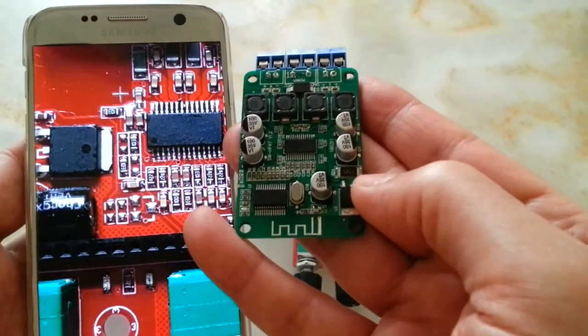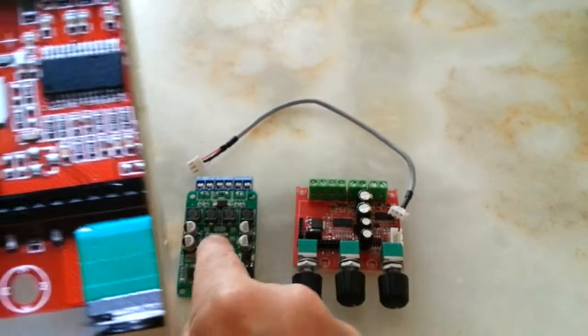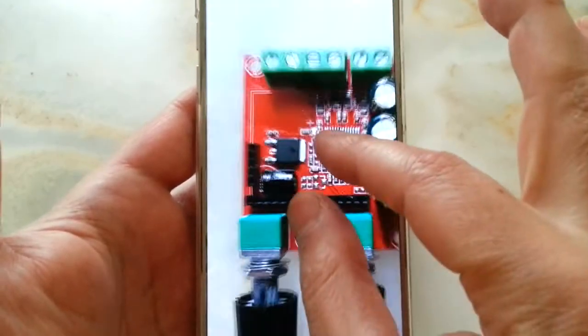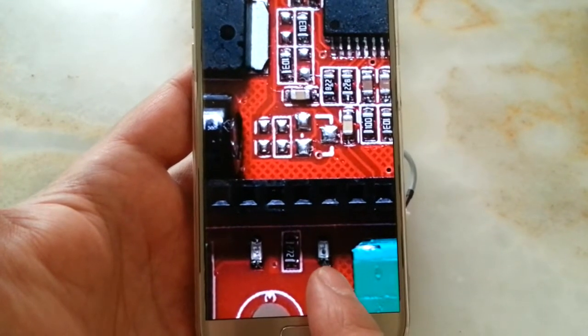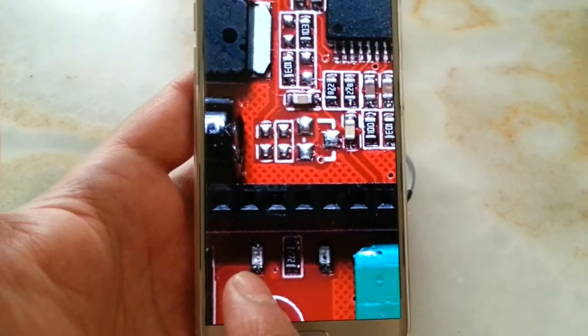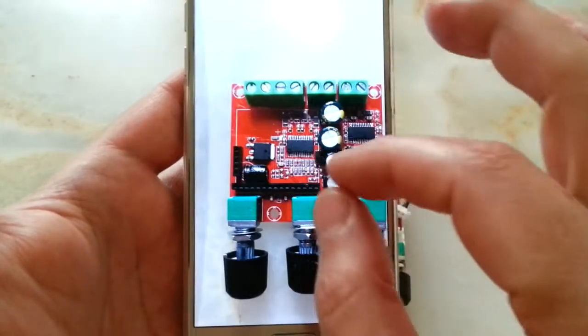If you agree with me. And then these two are the LEDs. This is the power in, the red, and the blue for the Bluetooth.